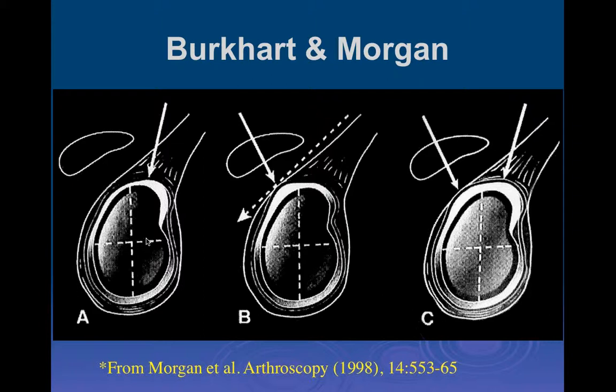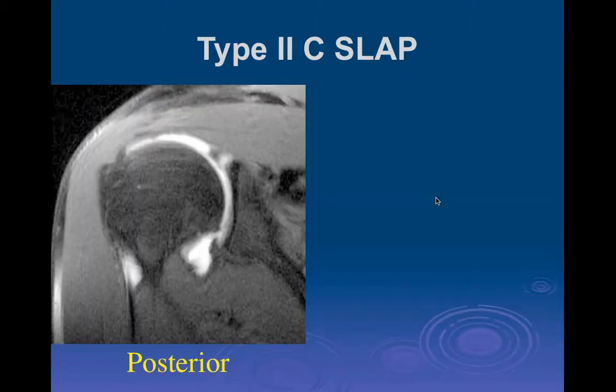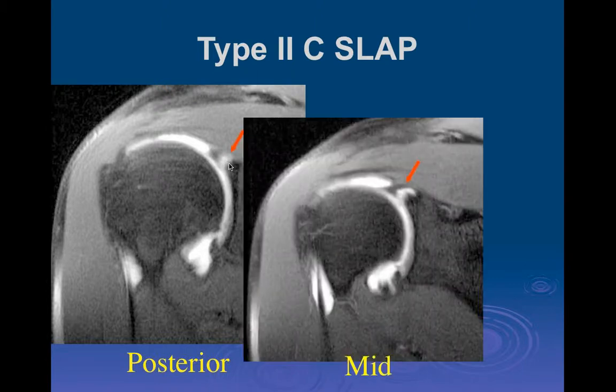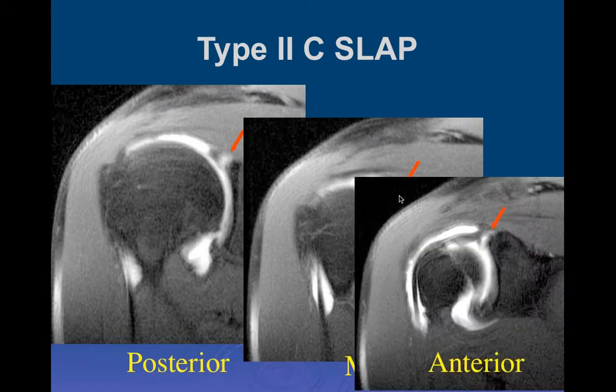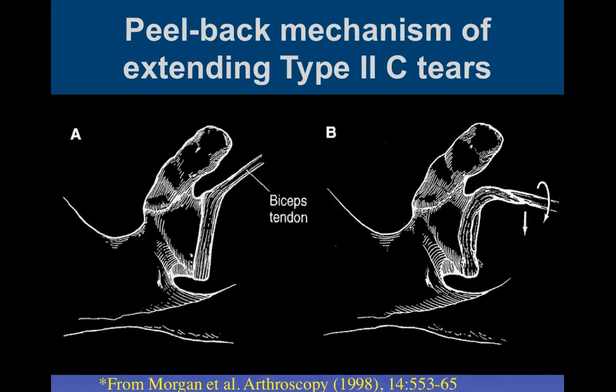And here's just a diagram in the article of A, B, and then this is a C, which involves both anterior and posterior. So here's one that's just posterior. Posteriorly we can see that there's an abnormal signal there. Maybe it's a recess, but it's a little bit fuzzy. We can see that there's a collection adjacent to it. It goes right up to the biceps anchor, the type C, and then it goes anterior to it as well. And here we can see this one is really involving the biceps anchor. So this was a type 3 SLAP tear going both anteriorly and posteriorly, and it's going into the biceps anchor.